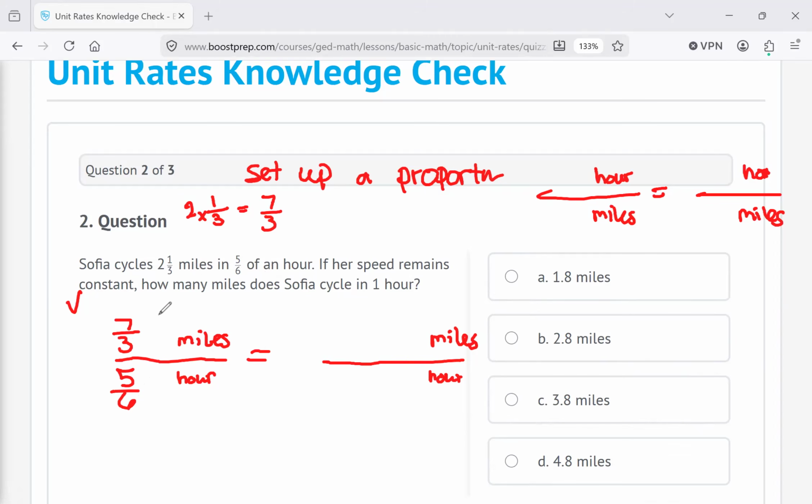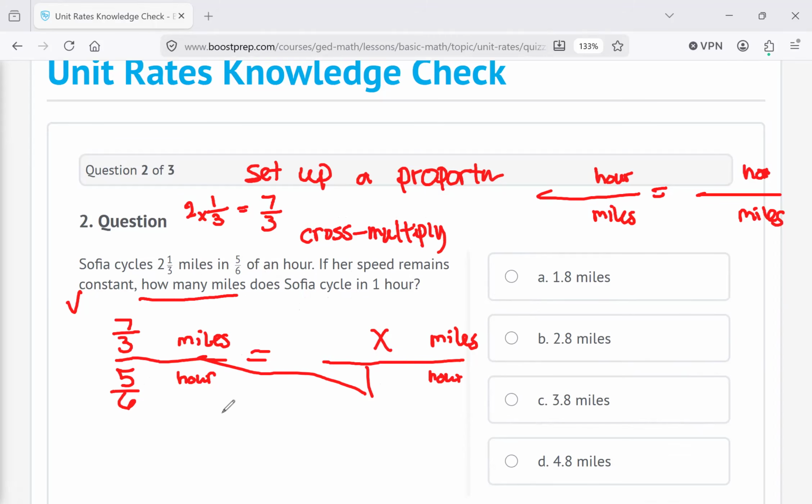If her speed remains constant, how many miles does Sophia cycle in 1 hour? They're asking you how many miles, so that's our unknown. How many miles does Sophia cycle in 1 hour? So put 1 in here. And then it's just crisscross, you could cross multiply. So go ahead and cross multiply.